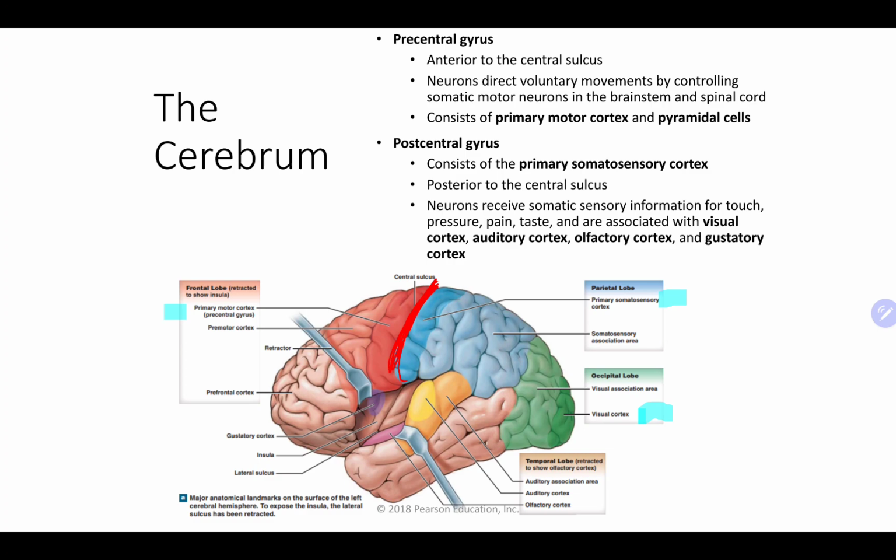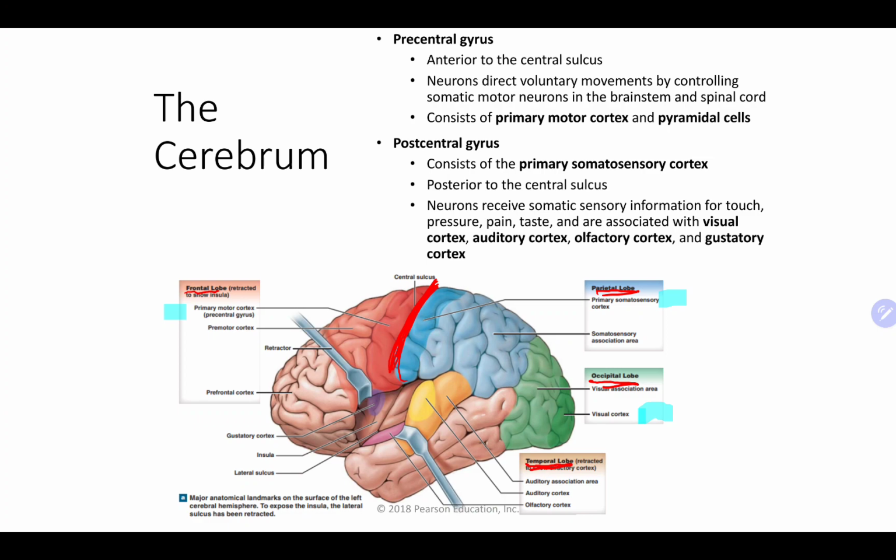So the front part of the head is going to be that frontal bone. So the front part of the brain is going to be that frontal lobe. Then the top is going to be the parietal lobe. The back is going to be the occipital lobe. And on the sides, we have the temporal lobes. So the same thing as the skull.